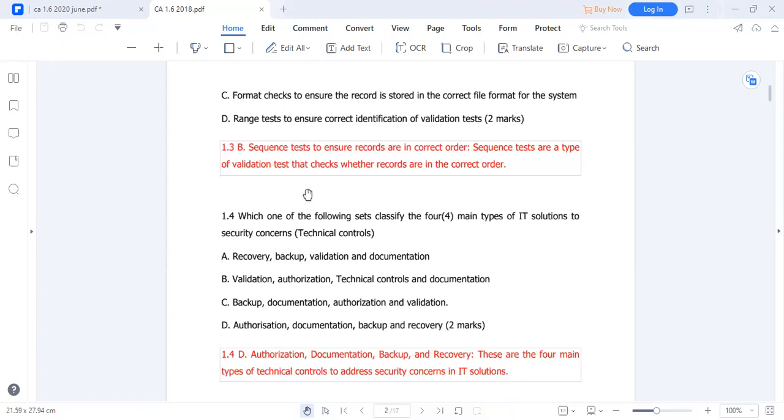Which one of the following sets of four classify the main types of IT solutions to security concerns? Recovery, backup, validation, and documentation. Validation, authorization, technical controls, and documentation. Backup, documentation, authorization, validation. Authorization, documentation, backup, and recovery. So the answer here is D. Authorization is technical control. Documentation is technical control. Backup and recovery, these are examples of technical controls. So section A is tricky, that sometimes if you don't know, you cannot guess.